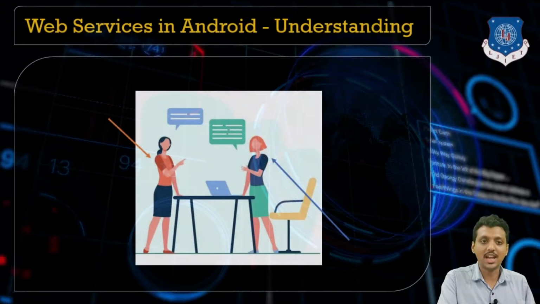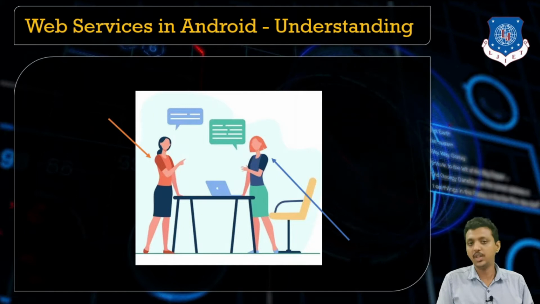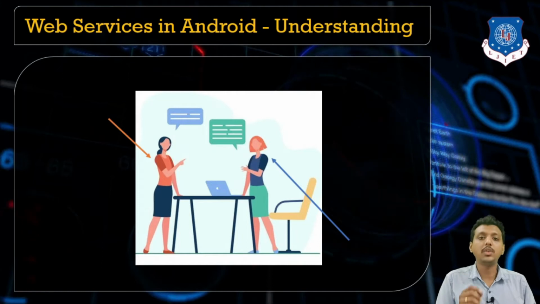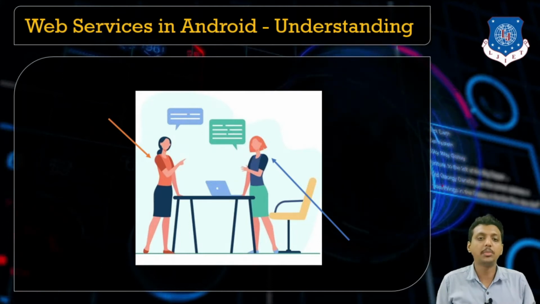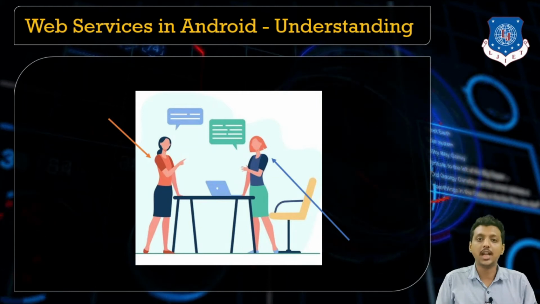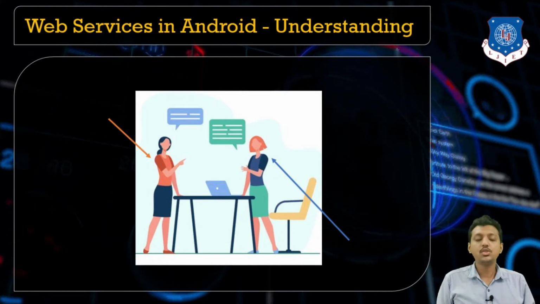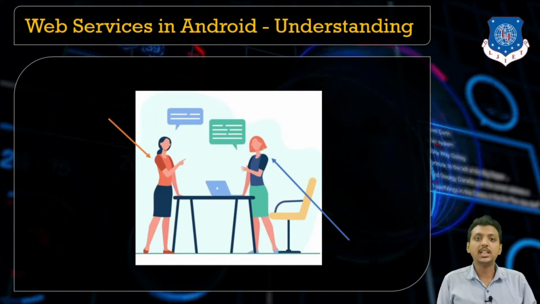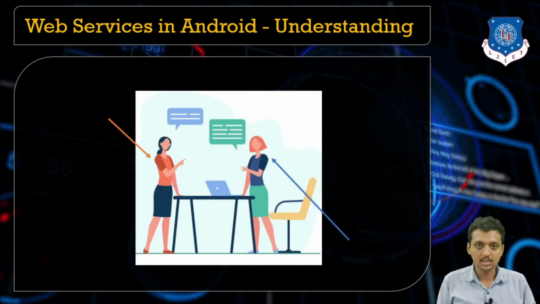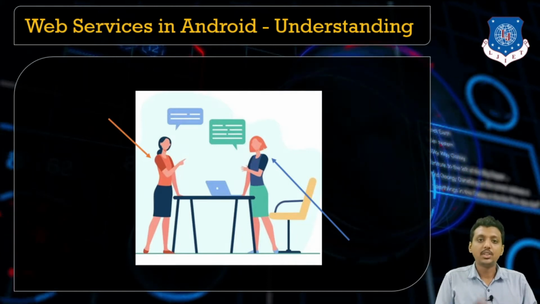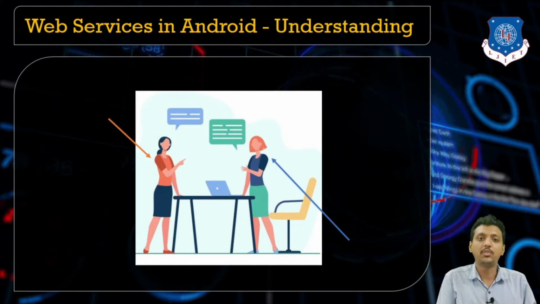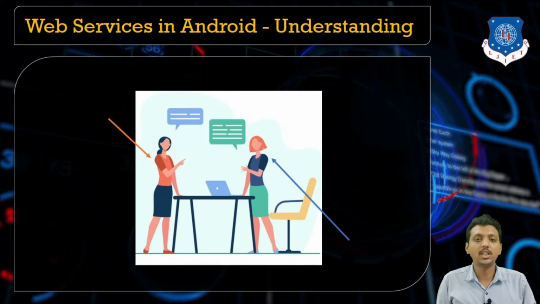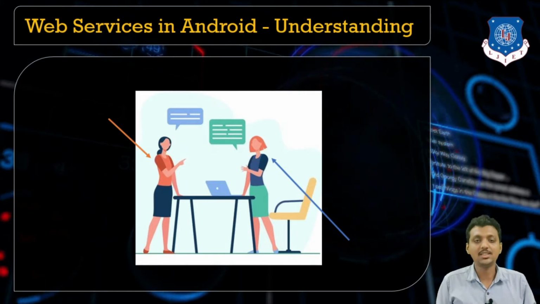So let's begin to understand the concept of web services with a small example. But before that, let me tell you why we should move away from the SQLite database and store our data on a server. Students, there are limitations in the SQLite database. Number one is that it can store only a very small amount of data. Number two is that the SQLite database exists only on your device, so if you want to share the same data from one device to another device, how can you do that? That is the second problem.